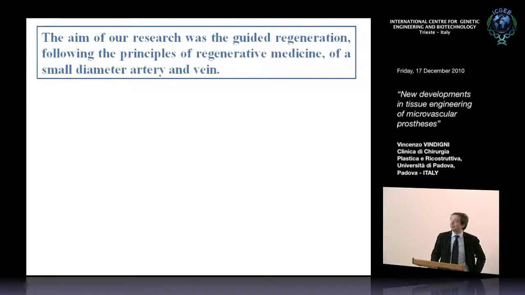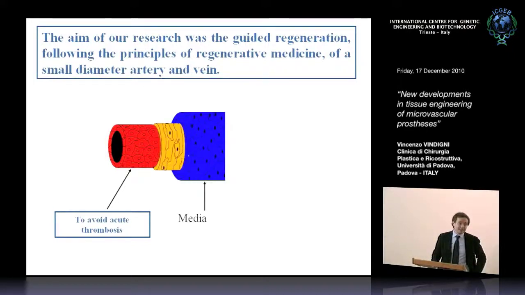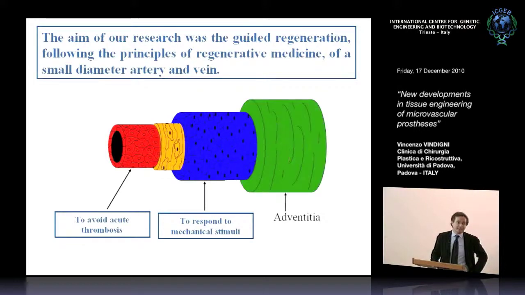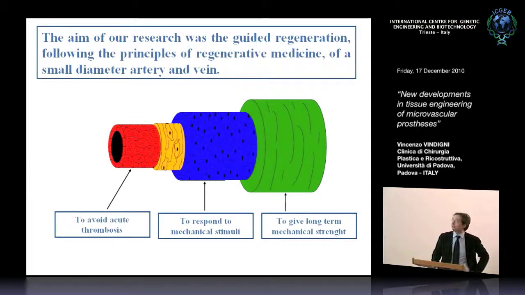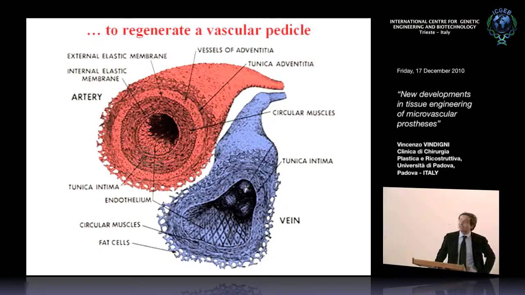Then we need a prosthesis that is able to induce the regeneration of the intimal layer to avoid acute thrombosis in the new vessel. Then the medial layer to give the possibility to the new vessel to respond to mechanical stimuli. And finally, the adventitial layer to give long-term mechanical strength to our new artery, to the regenerated artery. The final aim is to regenerate a microvascular pedicle, then both an artery and a vein. And this is in particular for plastic surgery application and microsurgery.